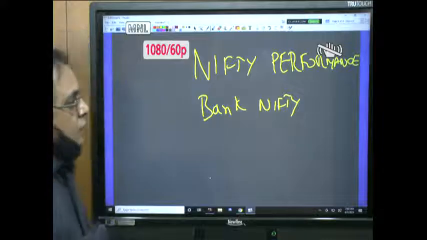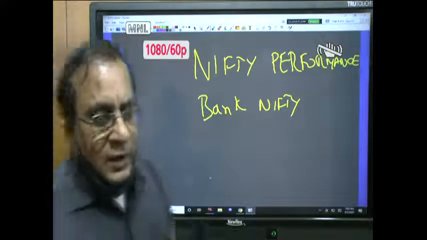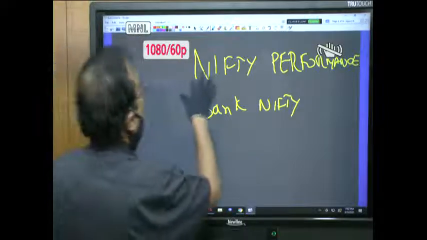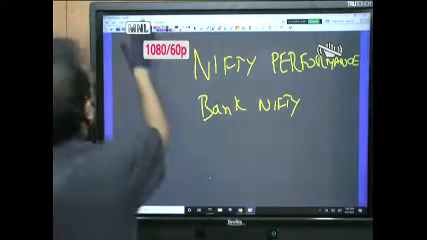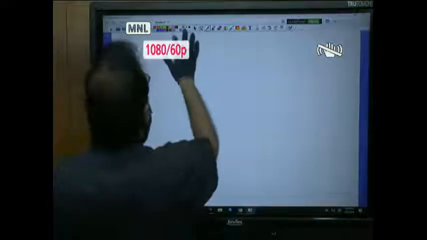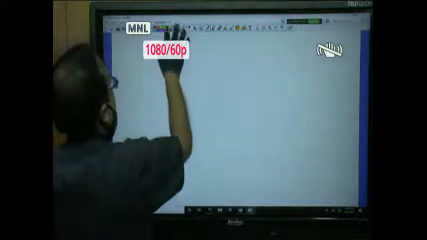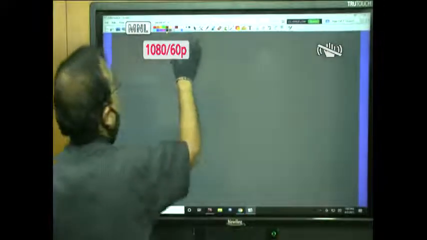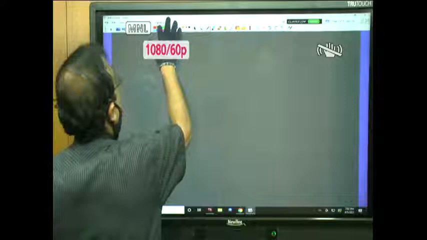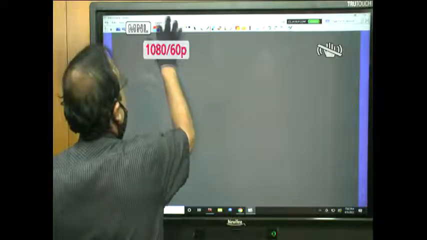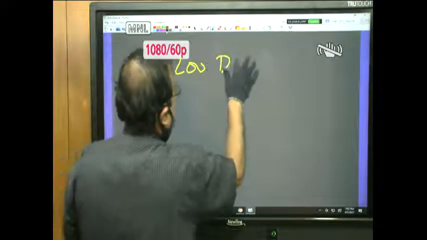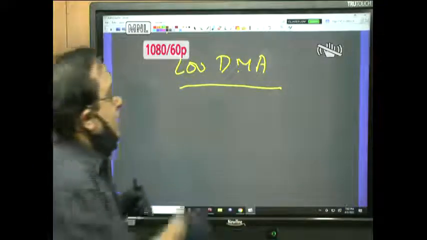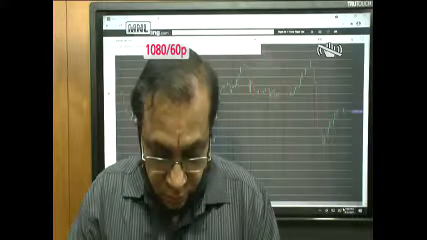So now, Nifty, you may be aware that still the market is bullish. Nifty is still above the 200-day moving average, right? It is still trading above the 200-day moving average and is also trading above the 100-day moving average.